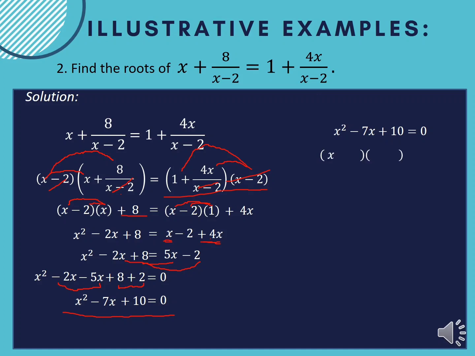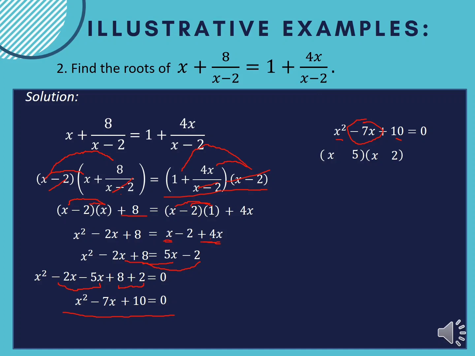So again, I will use factoring. We have x times x for the first term. For the last term, what are the factors of 10? We have 5 times 2 and we also have 10 times 1. Which of these could possibly give negative 7x? Okay, very good. So that is 5 and 2.